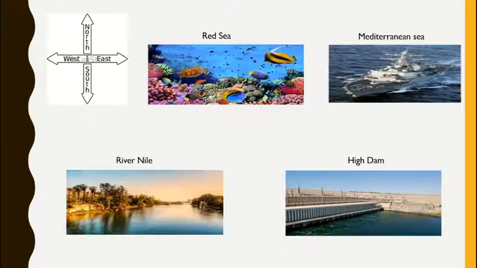In Egypt, we have two types of sea. We have the Red Sea and we have the Mediterranean Sea. The Red Sea has a lot of colorful fish and some coral reefs. The Mediterranean Sea has fish that we can catch and eat. We have the River Nile that goes along Egypt, and we have the High Dam. And as you can see, the High Dam is a long construction built across the river so we can collect the water.